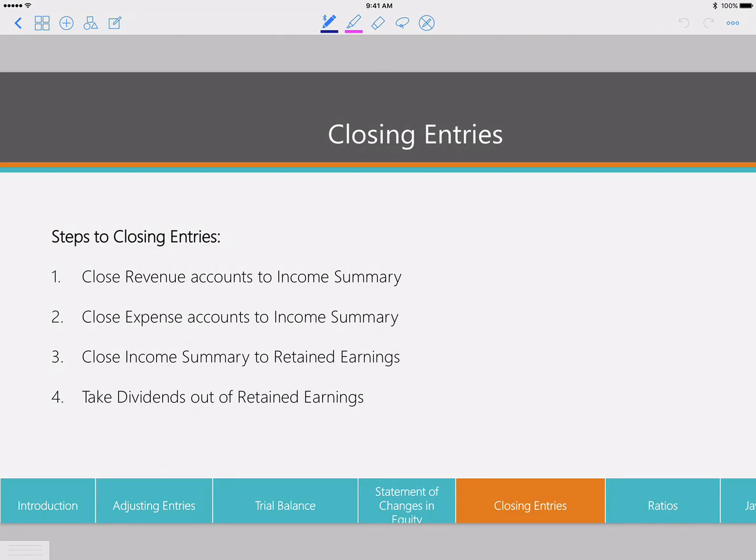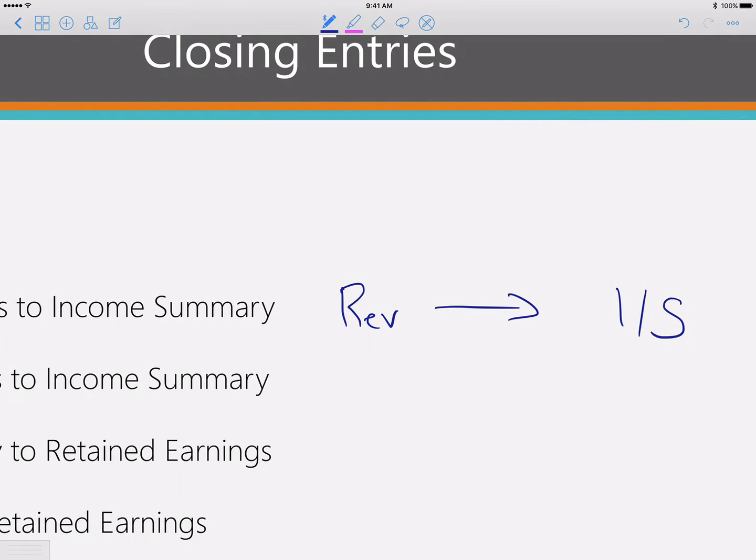So there's 4 steps to doing closing entries. The first step is you close out your revenue accounts to income summary. So if normally a revenue account has an increase on a credit and a decrease on a debit, you would then debit all of your revenue accounts and you would credit income summary.